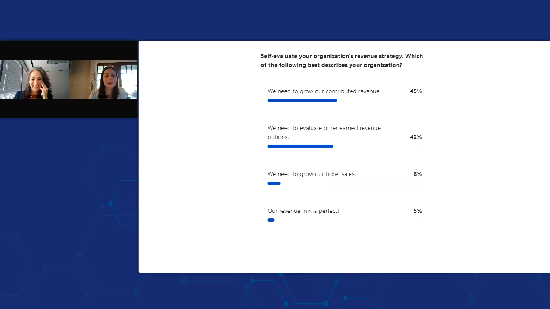So really, a lot of people need to grow our contributed revenue, and also evaluating other earned revenue options. Very few think the revenue mix is perfect, and a small group also saying they need to grow ticket sales. So that's great, because these are the strategies we're going to talk about.